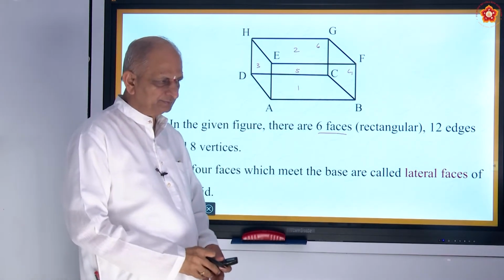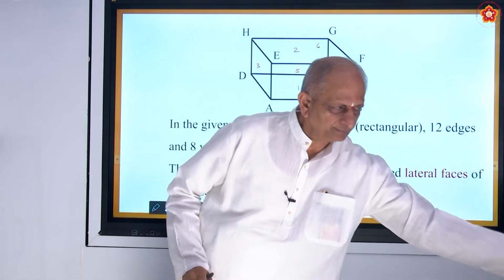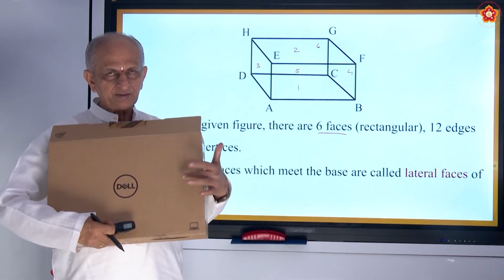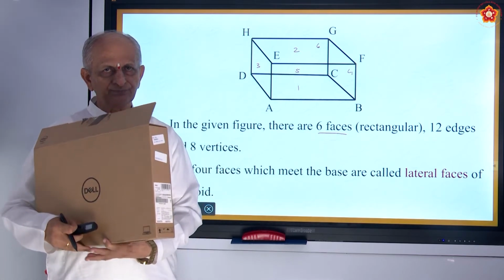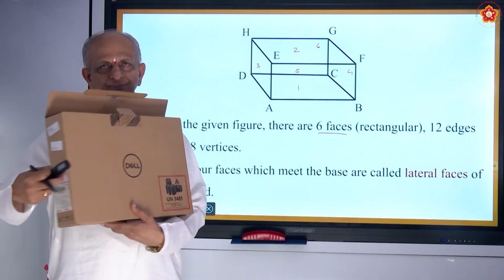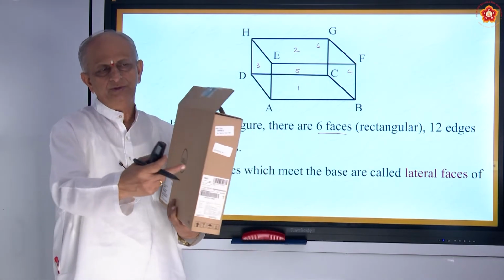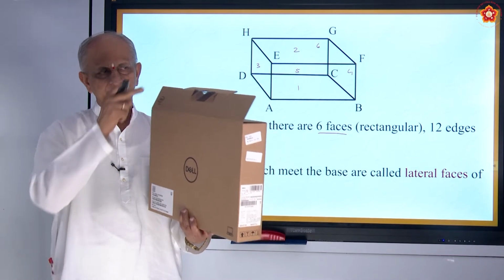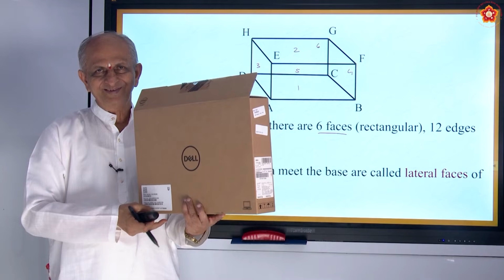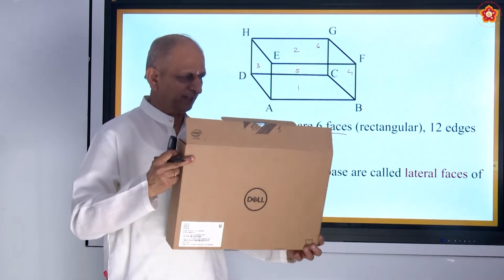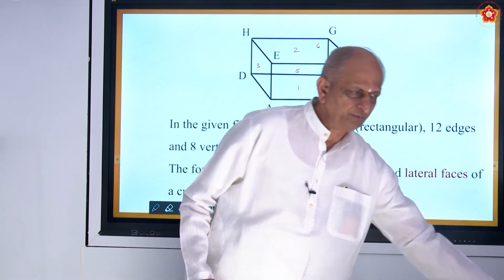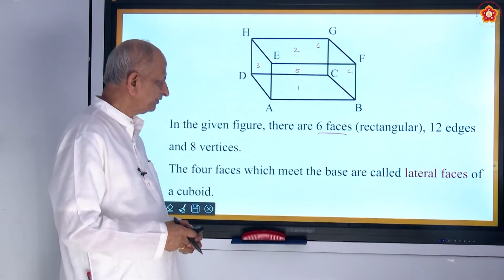Are you understanding? For example, if you take this cuboid, here this front and back, they are identical. And then you have these two identical. Top and bottom also identical. Identical means what? Equal in all aspects, correct? So why do you want it? Because to find the area, we want the information.